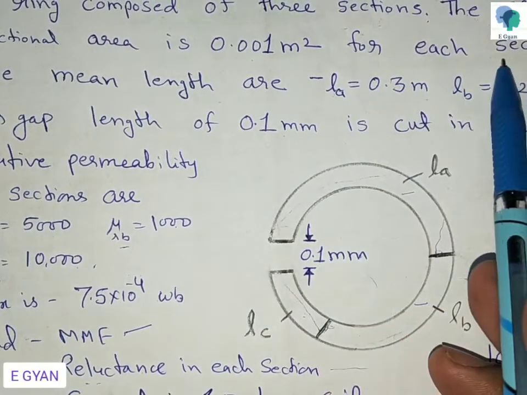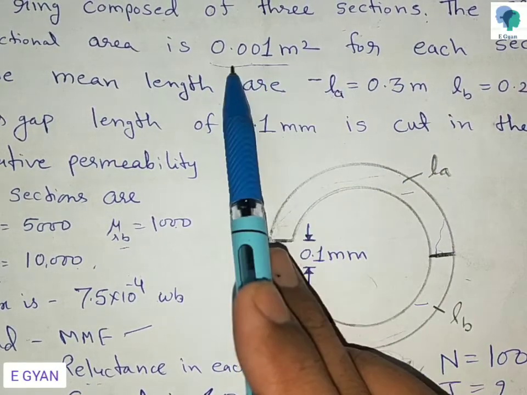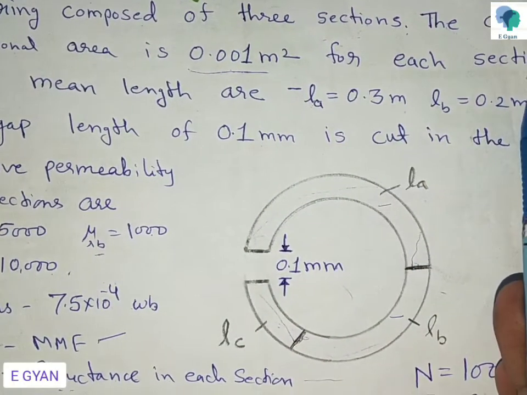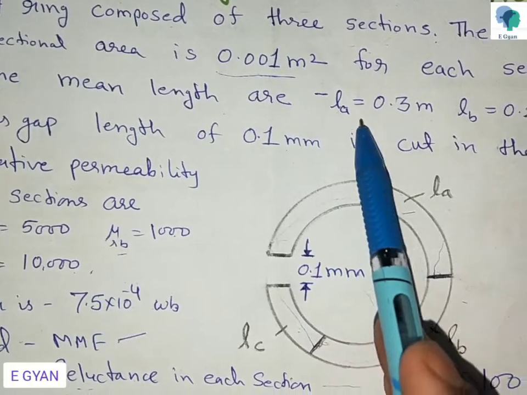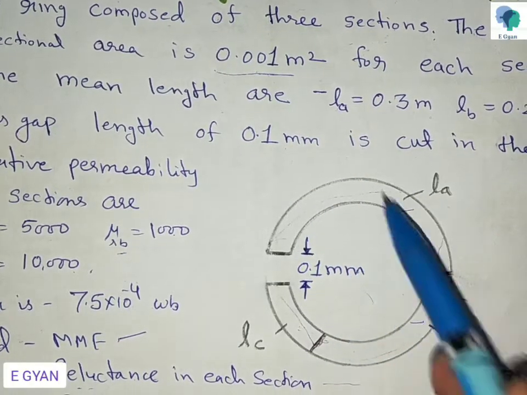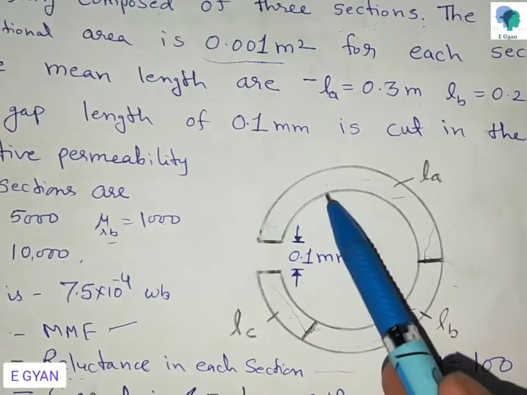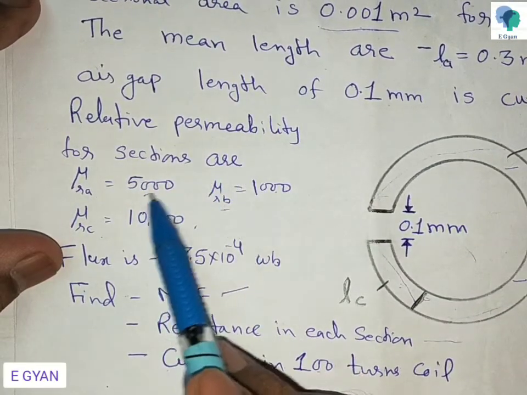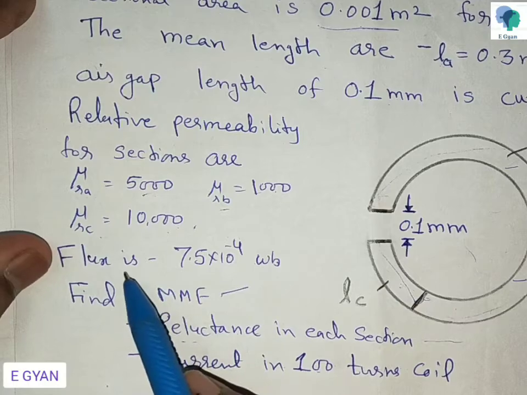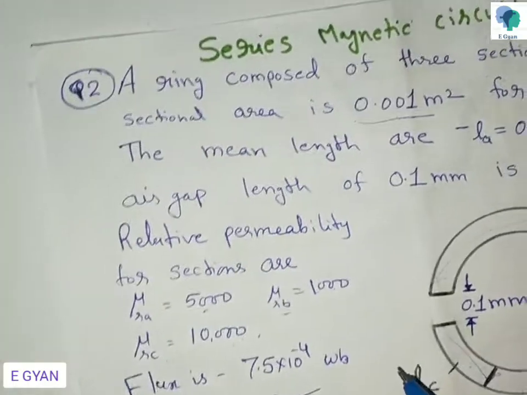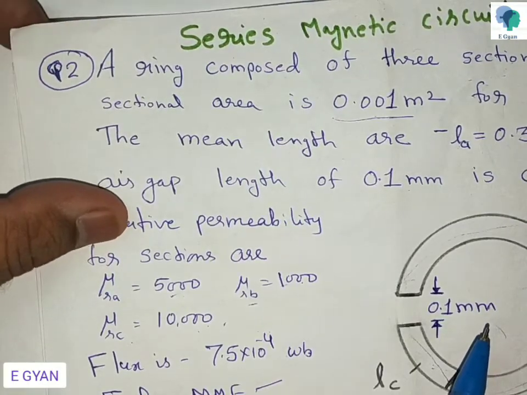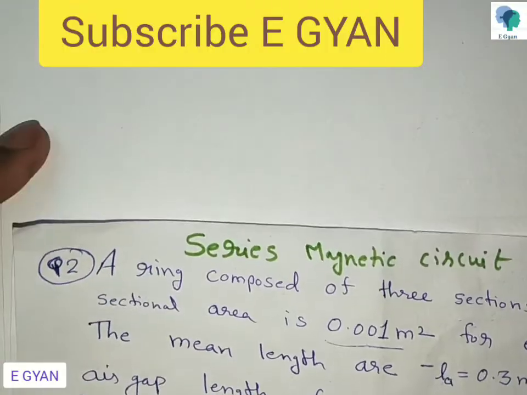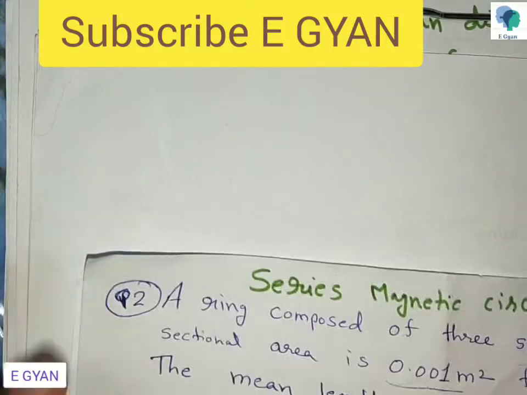Okay, cross sectional area is same everywhere. The cross sectional area is 0.001 meter square for each section. The mean length for each section is given, LA, LB, LC is given. And the relative permeabilities for each section are given for A, B and C, and finally the flux is also given. So we are writing the data which are given.